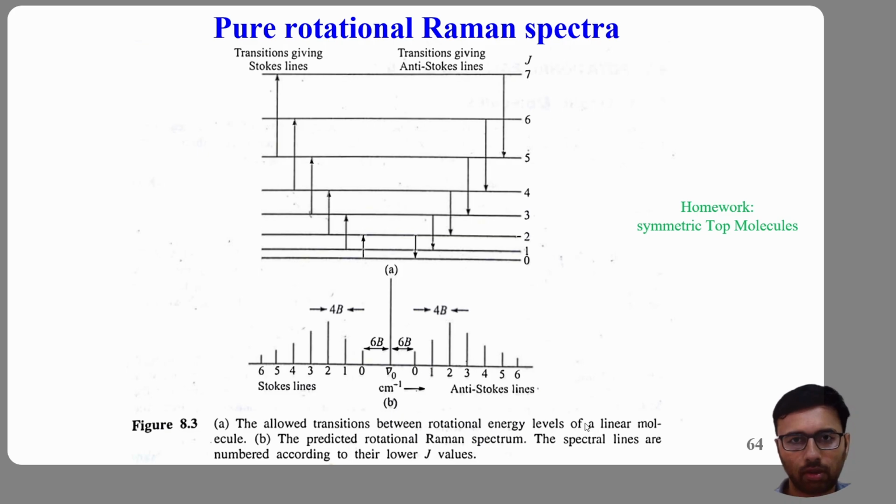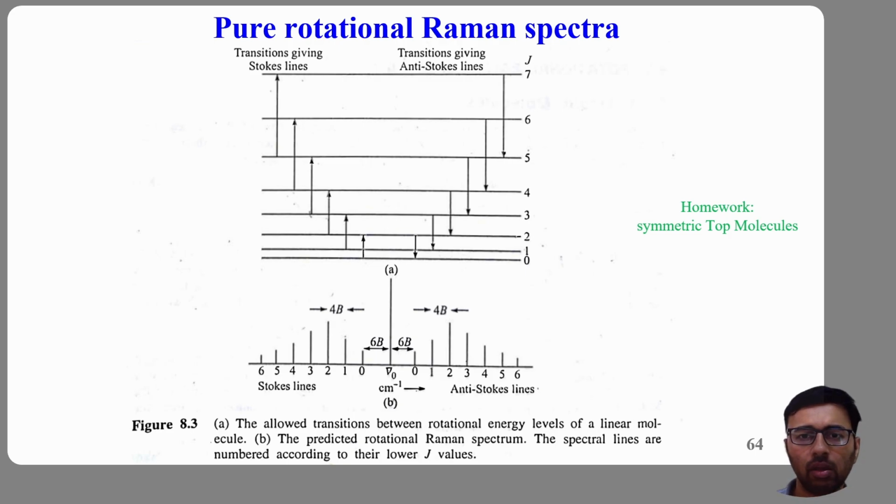In microwave rotational spectroscopy, line spacing is equal to 2B, but in Raman rotational spectroscopy, the spacing equals 4B, because the selection rule changed from delta J equals plus or minus 1 to delta J equals plus or minus 2. Rotational Raman spectroscopy is extremely useful for molecules that are nonpolar, symmetric, or microwave inactive. For example, N2, O2, H2, and Cl2. These molecules cannot produce microwave rotational spectra, but they can produce beautiful Raman rotational spectra.